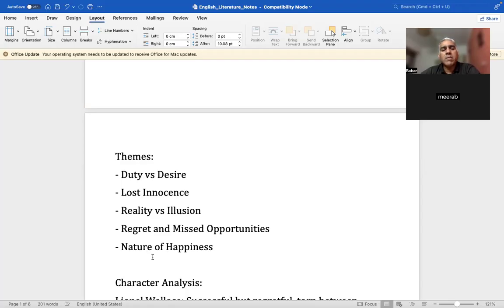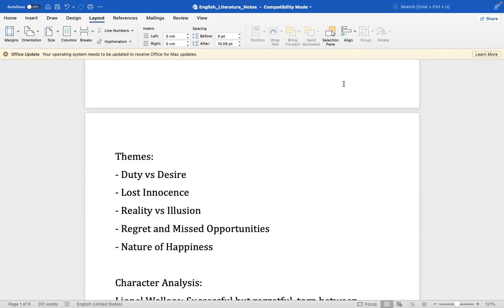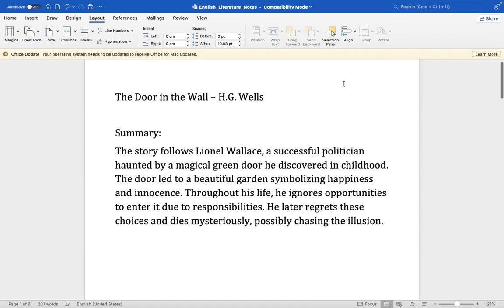And one of the very major themes of this story is the nature of happiness. Happiness is quite a relative term. Maybe the way you define happiness is different from the way I'm defining happiness. The way facts are relative, similarly, happiness is also relative. Isn't it, Meera? There's no absolute definition of happiness, or is there any absolute definition of happiness?